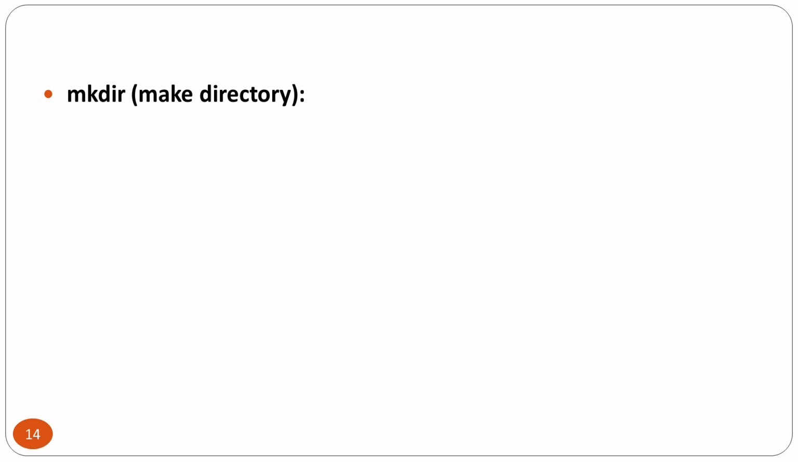Now the next command is mkdir, which you can say is make directory. Suppose you want to create a directory or some directories within an already existing directory. In that case you have to use that particular command, mkdir. Mind well, we are creating the directory, not the file. Both are different things. So whenever you want to create a directory, you have to use the command mkdir.